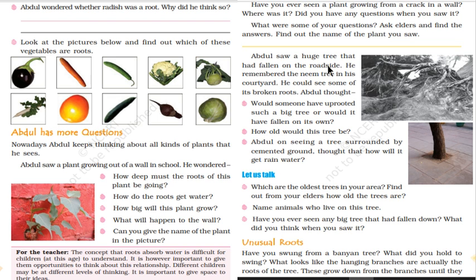Abdul saw a huge tree that had fallen on the roadside. He remembered the neem tree in his courtyard. He could see some of its broken roots. Abdul thought, why has such a big tree broken, and how has it been uprooted? How old would this tree be? Such questions may arise in your mind if you see some big tree falling or uprooted in the strong wind or in the rainy season.